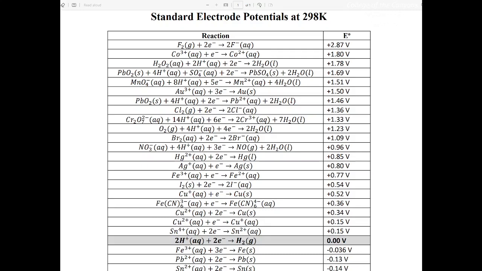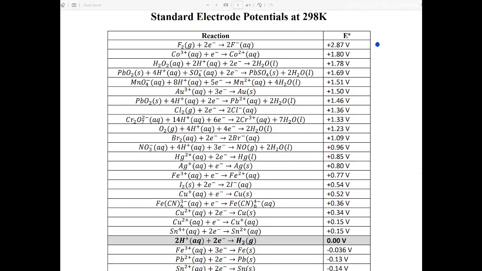Here is a list of some standard reduction potentials. Things that are high on this list have large reduction potentials. If we look at the very, very top, fluorine gas reducing to fluoride has a reduction potential of 2.87 volts. That means that this reduction is really easy to have happen. It really likes to happen. If we build a redox reaction using that reduction, any oxidation underneath it will end up with a positive cell potential and a spontaneous reaction.